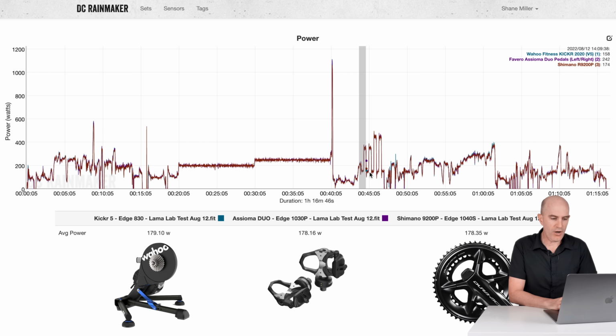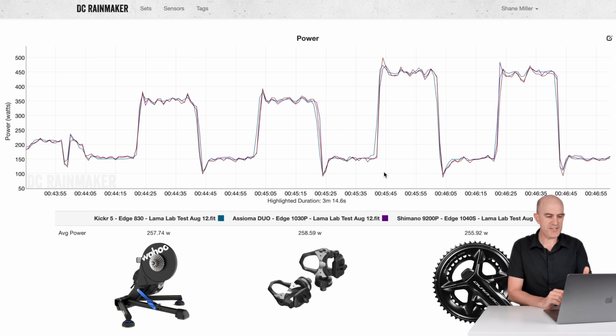Onto the 22nd over and unders, varying between 150 and 450 watts, depending on the interval that I'm doing. 257, 258, 255.9. Look, quick back of the envelope math on that one. I'd say that's within spec and passable for all 3 power meters.